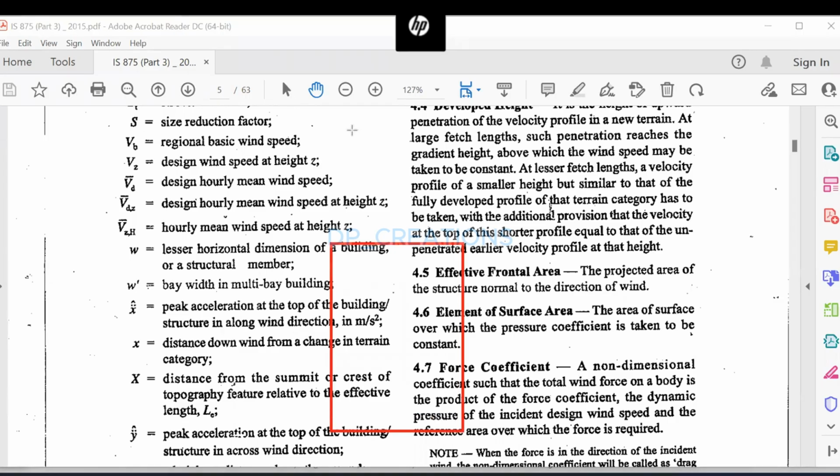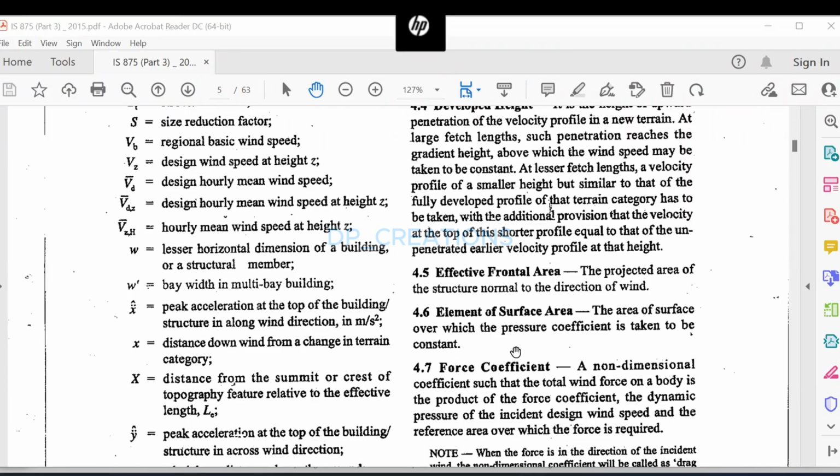So in this case, if this is your wind direction, and these heights should be your frontal height, normal to that. That means the area which is obstructing your wind will be your effective frontal area. Then element surface area: the area of surface over which the pressure coefficient is taken to be constant.